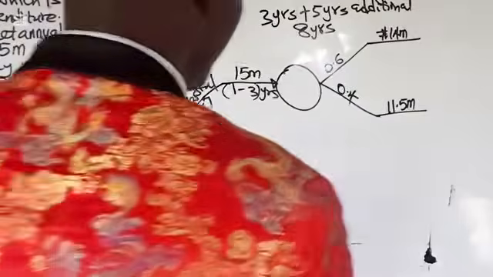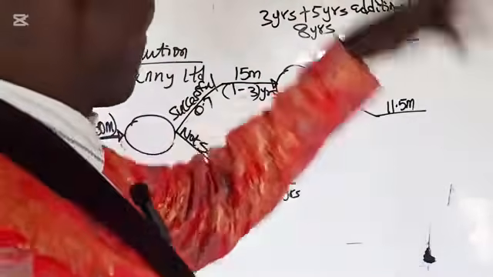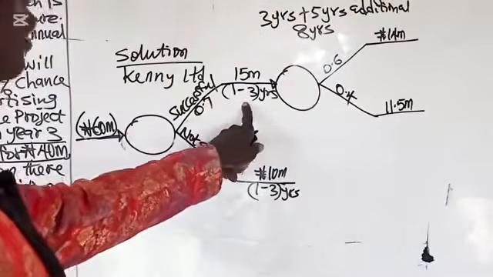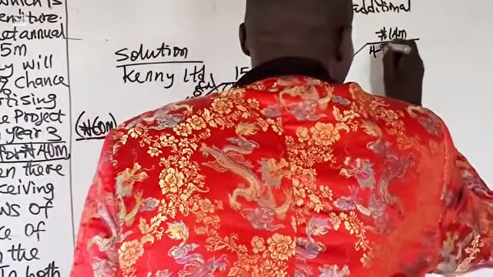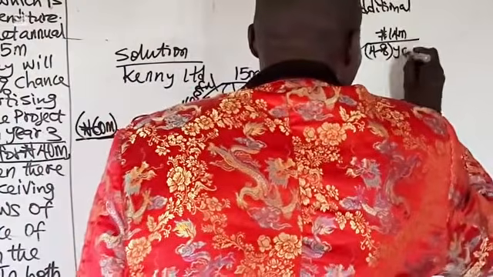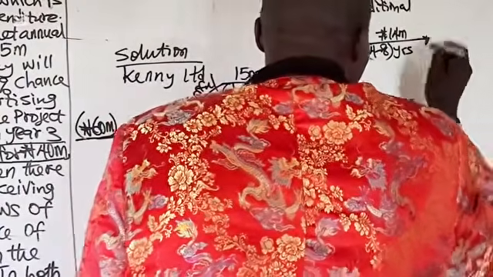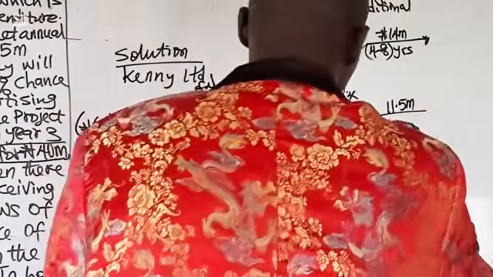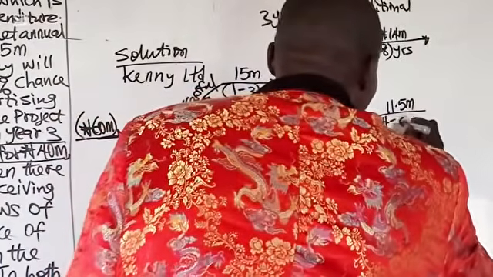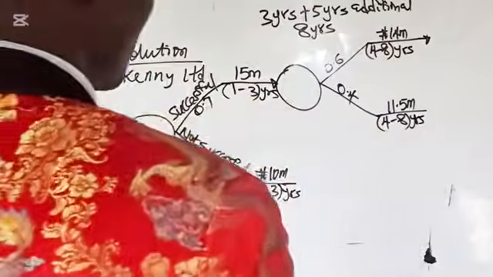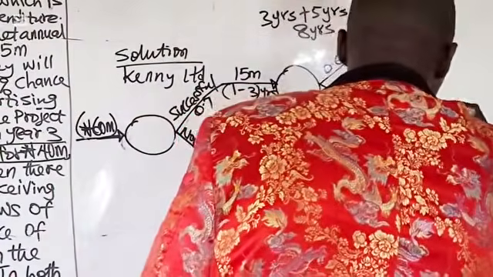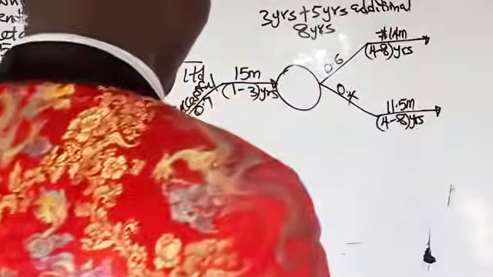So it means this 40 million, the following 5 years, will be from year 4 to year 8. That is when the 40 million cash inflows will be received. This one too will be year 4 to year 8. That is when the 11.5 million cash inflows will be received.